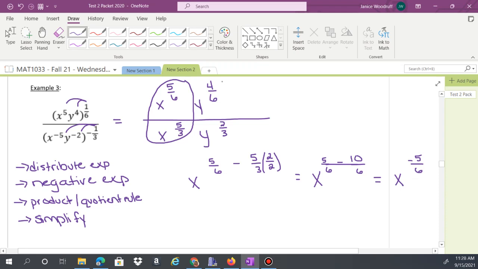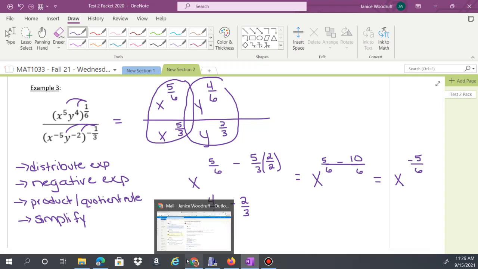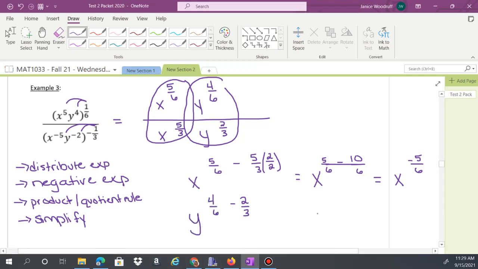Okay, now we'll do the same thing with the y's. So I have y to the 4/6 minus 2/3. You guys notice anything about that right off the bat? Aren't they the same? Isn't 4/6 2/3 equivalent fractions? So if you notice that, you could just do it like that. But let's work it through just so you can see.